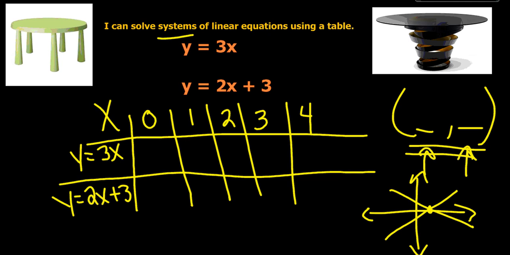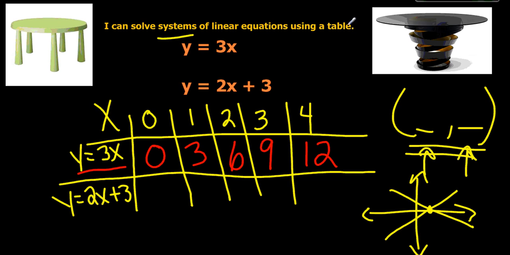So I'm going to start by just filling in the values for my first equation. If I have y equals 3x, I fill 0 in. 3 times 0 is 0. I fill 1 in for my x. 3 times 1 is 3. I fill 2 in. 3 times 2 is 6. I fill a 3 in. 3 times 3 is 9. I fill a 4 in. 3 times 4 is 12.